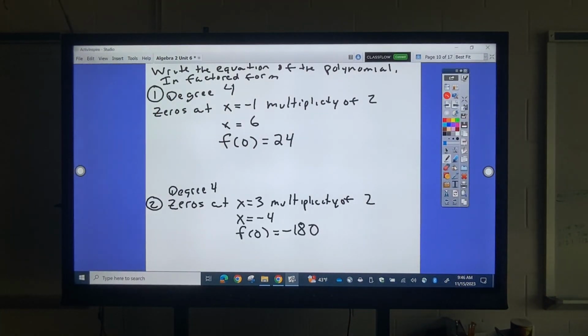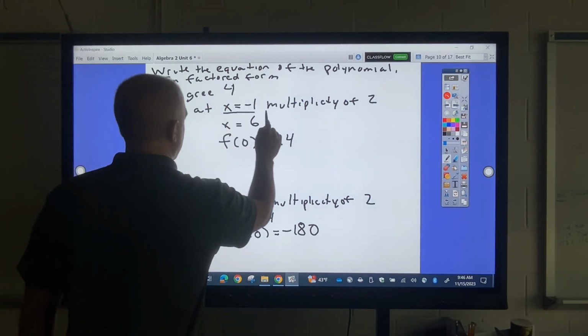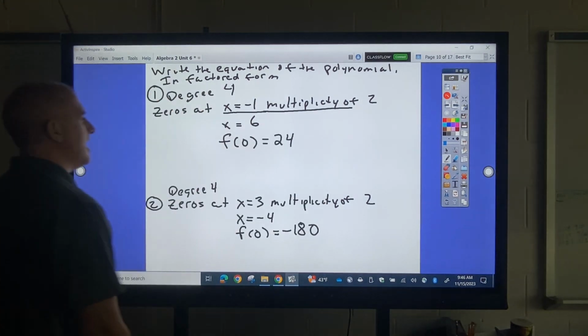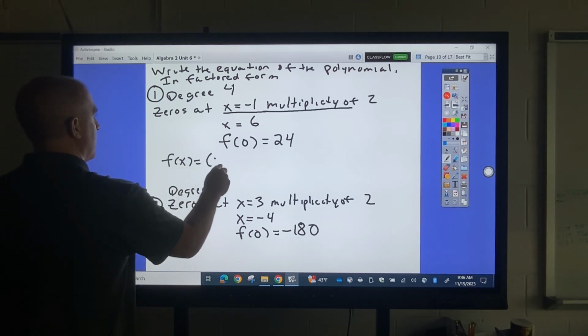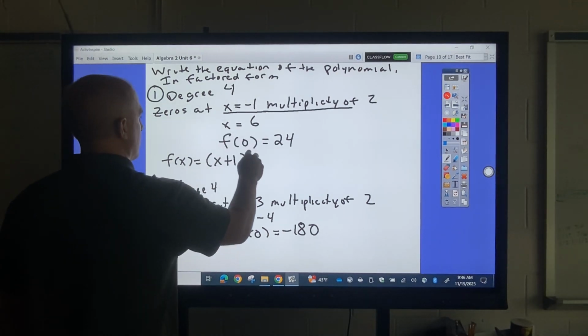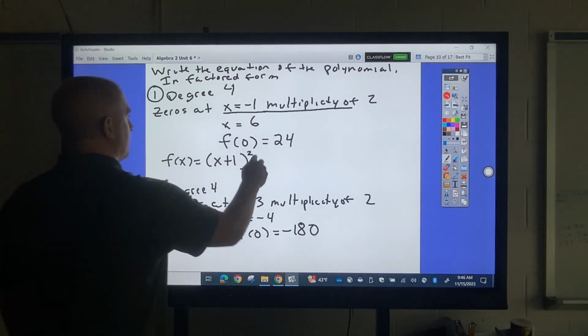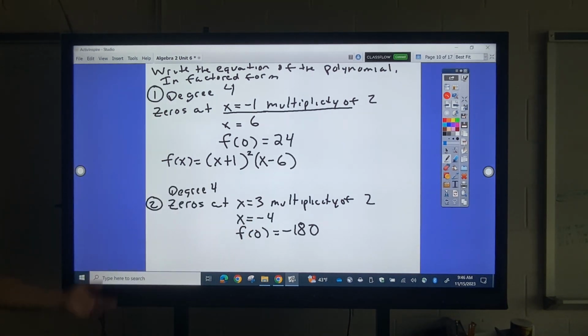Okay, we're going to write the equation of the polynomial in factored form. Okay? So factored form means in factors. So, all right, degree 0 is at -1 with a multiplicity of 2. That's x plus 1 squared. Multiplicity, or x equals 6. They're not telling us any multiplicity. Then they give us this.